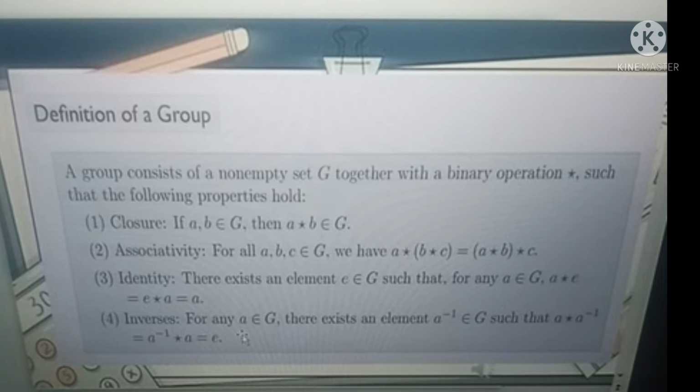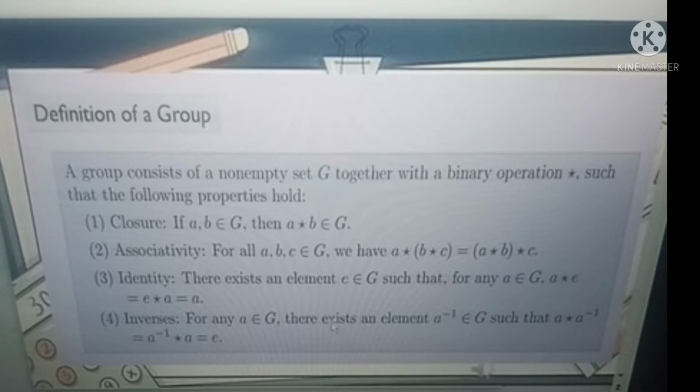So what is the possible number that, if we add it to 3, gives the result 0? It is negative 3. The inverse of positive 3 is equal to negative 3 because positive 3 plus negative 3 is equal to 0.